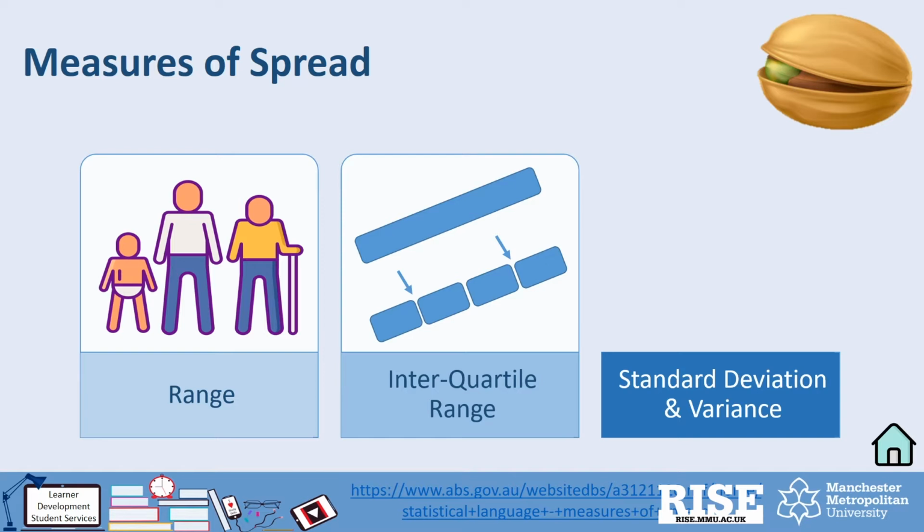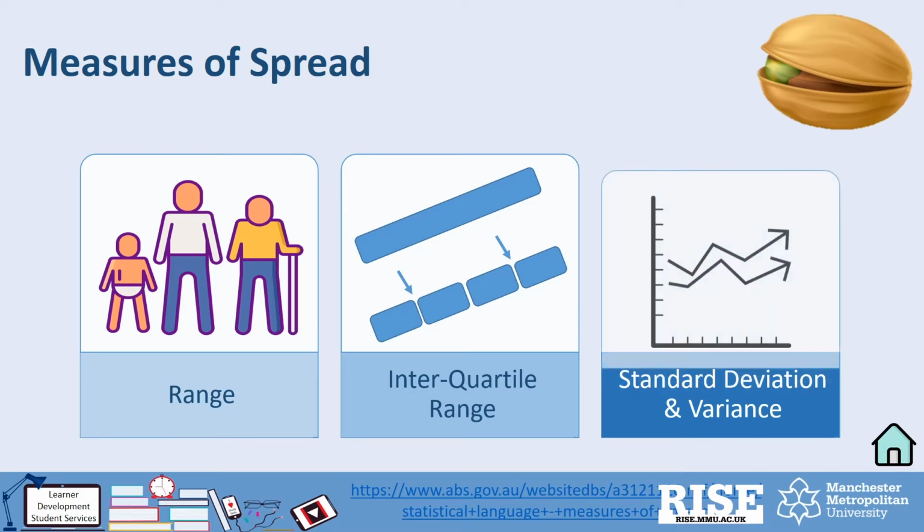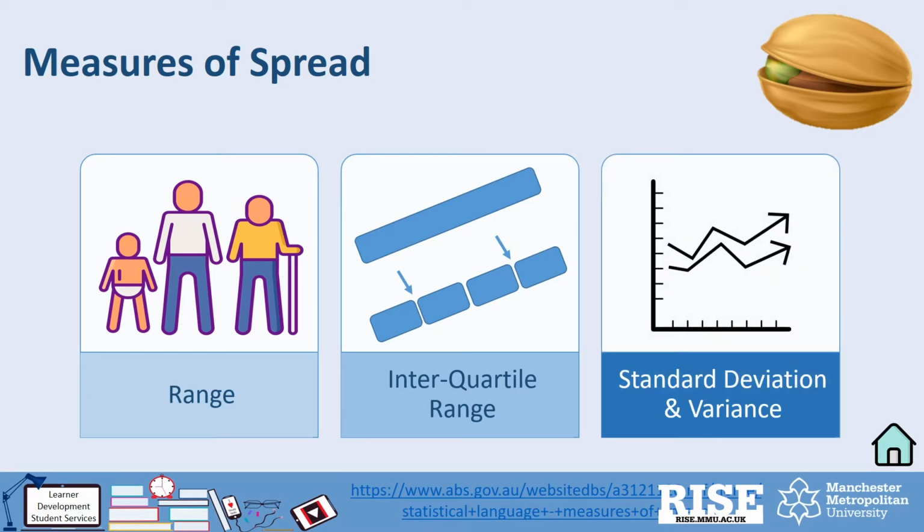One thing you may not have seen before, but you may encounter a lot in higher education, is the measure of standard deviation and variance. This is a measure of how far each data point is from the mean. The smaller the standard deviation, the more tightly packed around the mean the data is, and thus can be considered a more consistent data set.